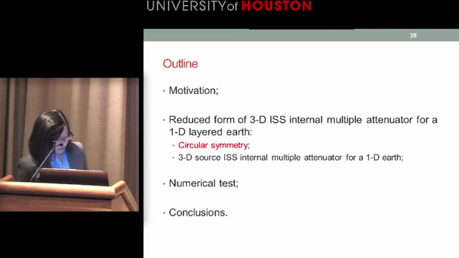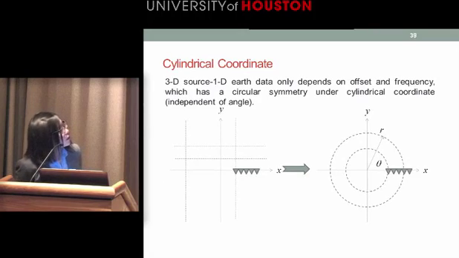Okay. In the next section, I will give you the reduced form of the 3D internal multiple attenuator for 1D layered Earth, in cylindrical coordinates, using circular symmetry. Okay, what is the circular symmetry? In the cylindrical coordinates, the 3D source 1D Earth data only depends on the offset and the frequency, which is the circular symmetry under the cylindrical coordinates.